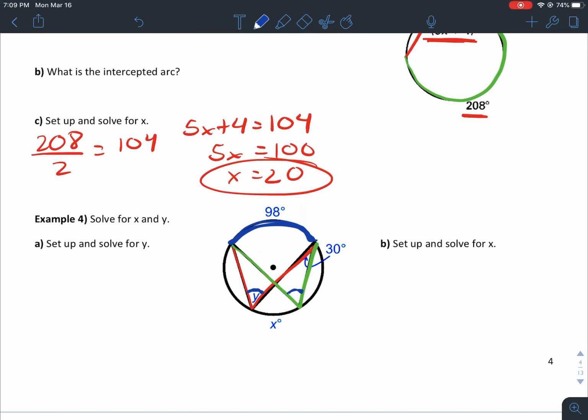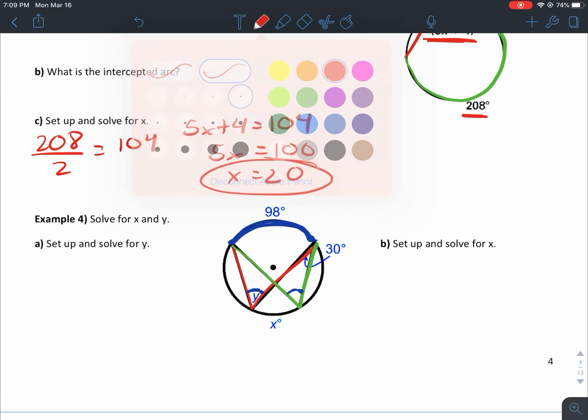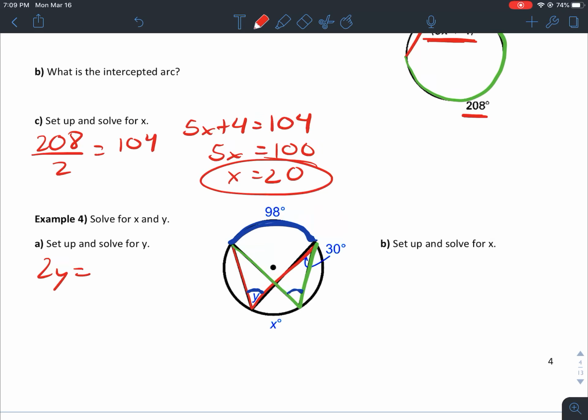Well, y is an inscribed angle, so that has to be half the measure of the arc. So we just say 2y equals 98. y equals 49.